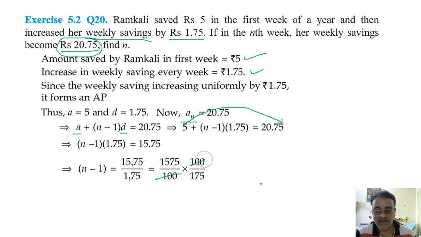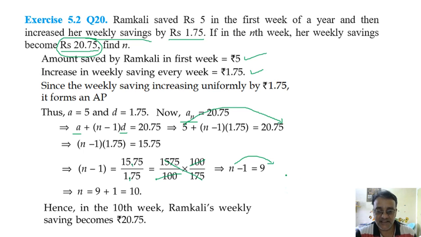या मल्टीप्लाई डिवाइड बाय 100 करेंगे, दोनों को डिवाइड बाय 100 करेंगे तो ये दोनों 100 कैंसिल हो जाएगा. You can multiply numerator and denominator by 100. Okay, now this is divisible by this, you will get 9. So final value of n, if you shift minus 1 to this side, 10. Right. So the answer is, in the 10th week, Ramkali's weekly saving becomes rupees 20.75.